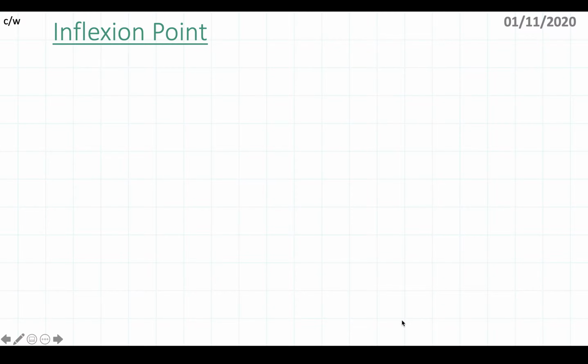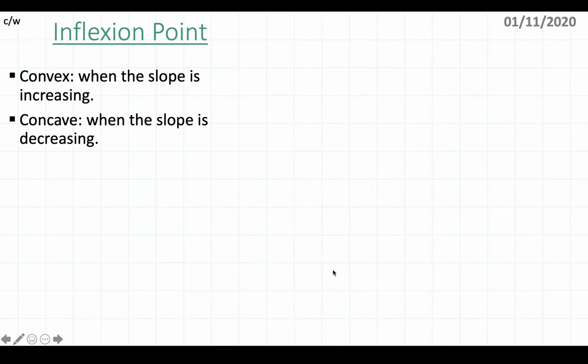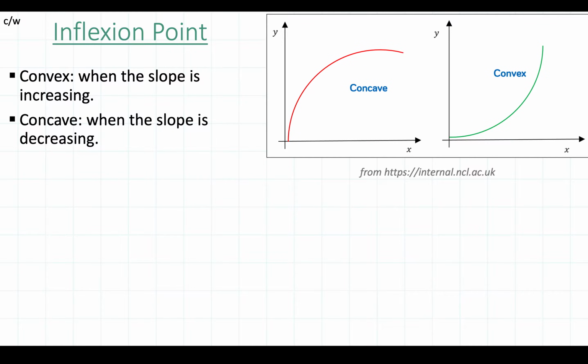In this video, I'm going to go through the definition of an inflection point, how to classify them, and also go through an example. Before we start with the inflection point definition, we first need to define concavity. We define a convex curve as when the slope is increasing. So if you look at the green curve here. And a concave is when the slope is decreasing. So you have this shape, and you can see it's like it's caving in.